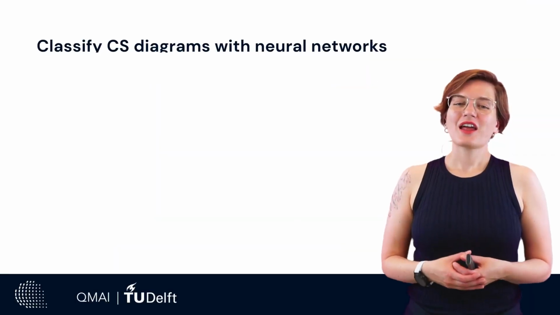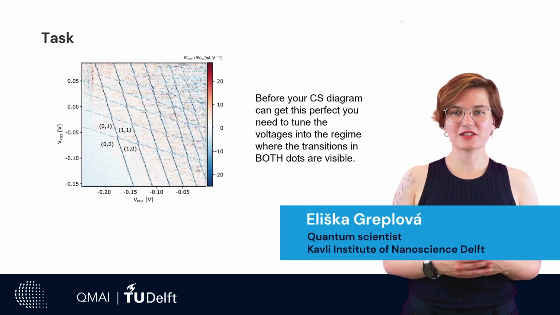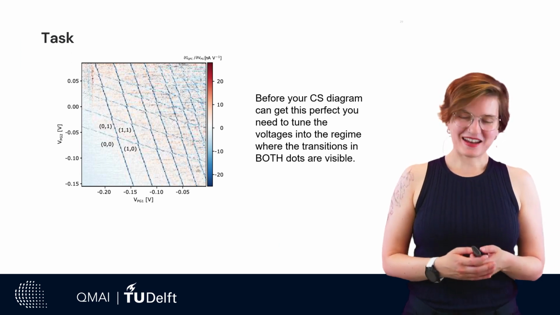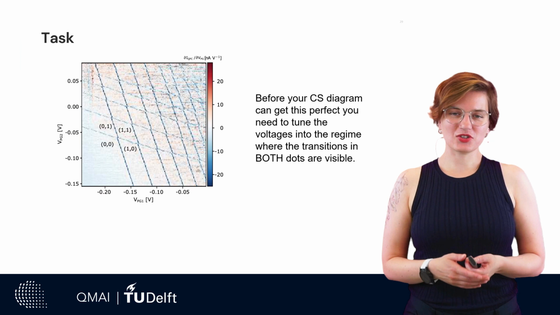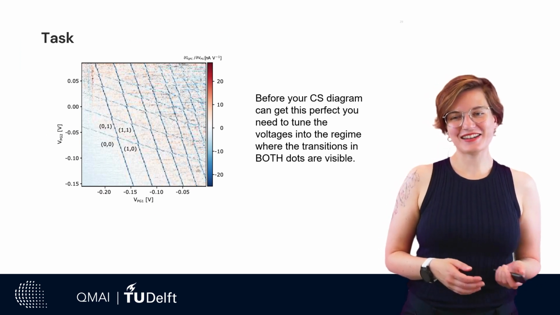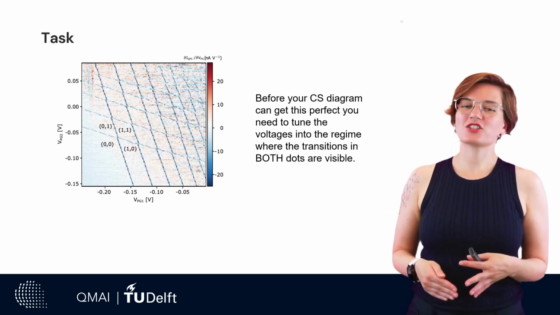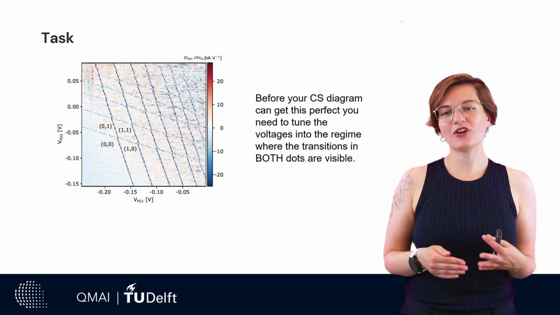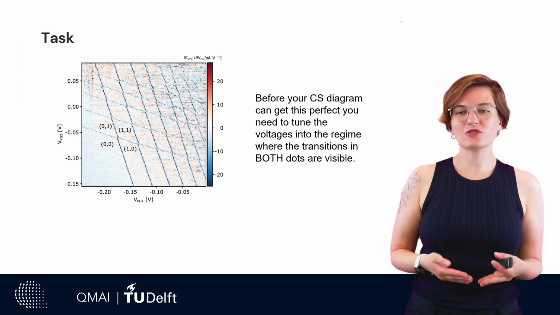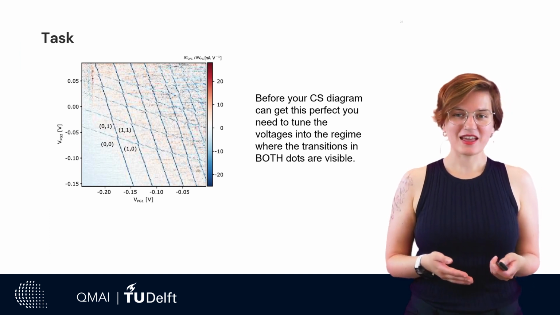Let's now learn how to classify charge stability diagrams with neural networks. So, you saw in the previous parts of this module that you can get a beautiful charge stability diagram like this one. But before you get there, before you see all the transitions clearly in both dots, you need to tune the plunger gate voltages into the regimes where the transitions in both dots are visible.